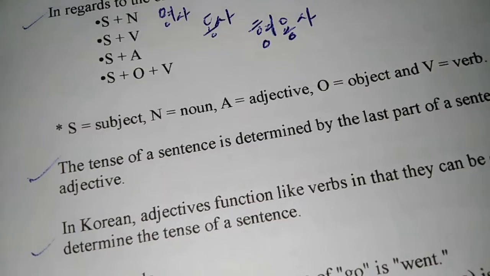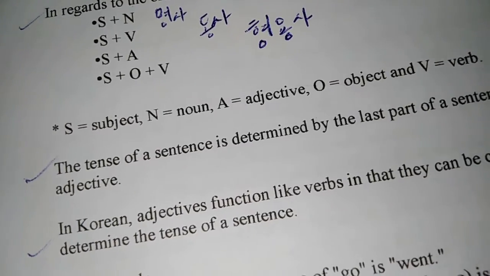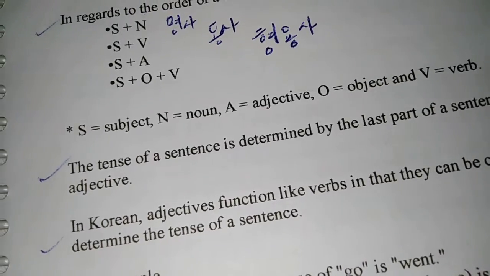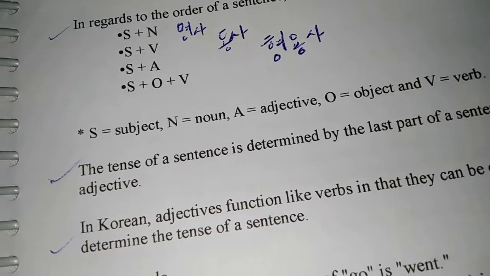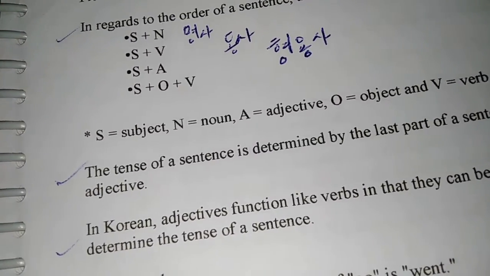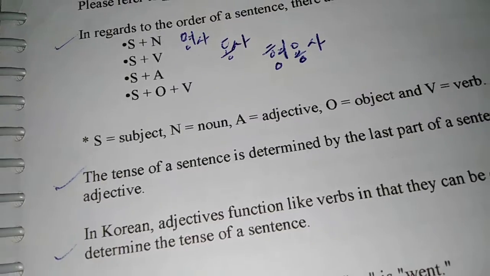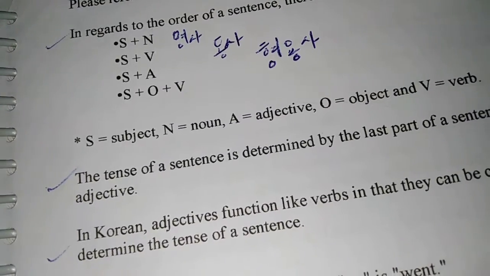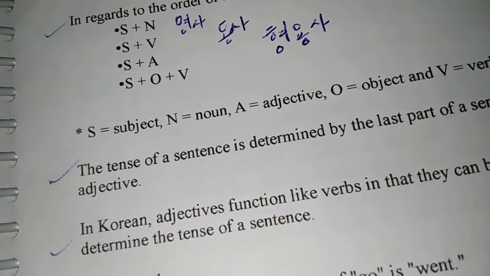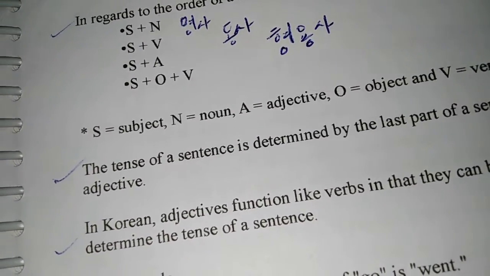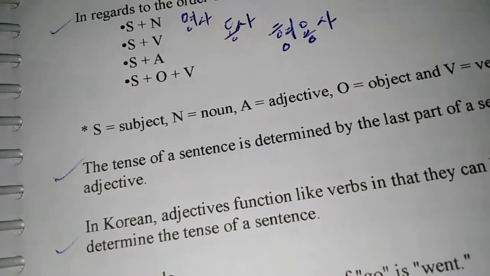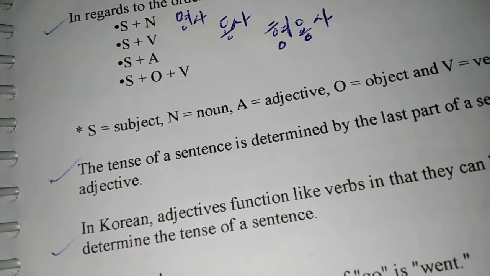And in Korean, verbs and adjectives function in similar manners, and verbs and adjectives are the ones which determine the tense of a sentence. And when I say that adjectives and verbs function similar, it also means that it is kind of similar to English. I'll be giving you examples.